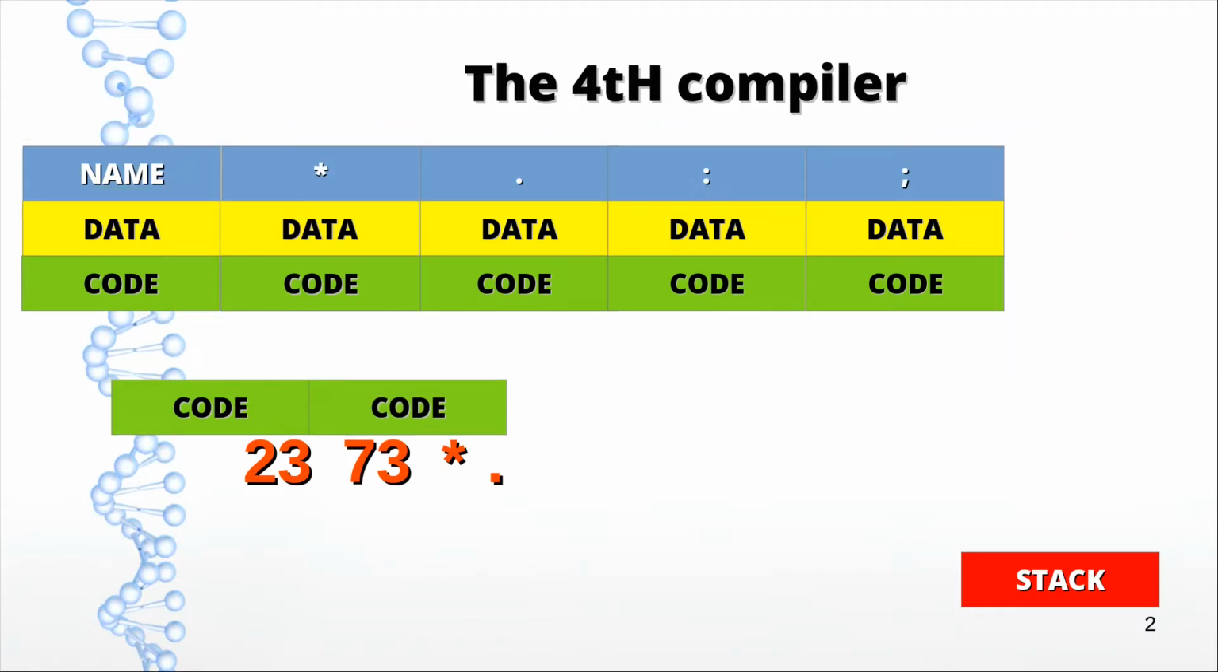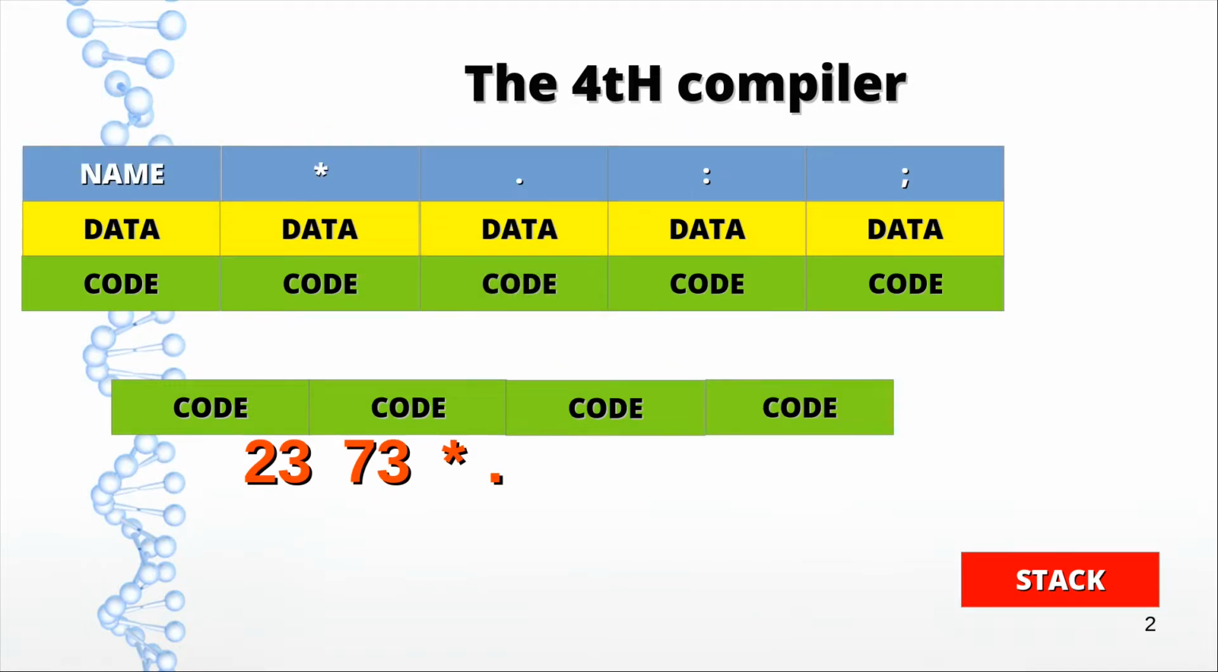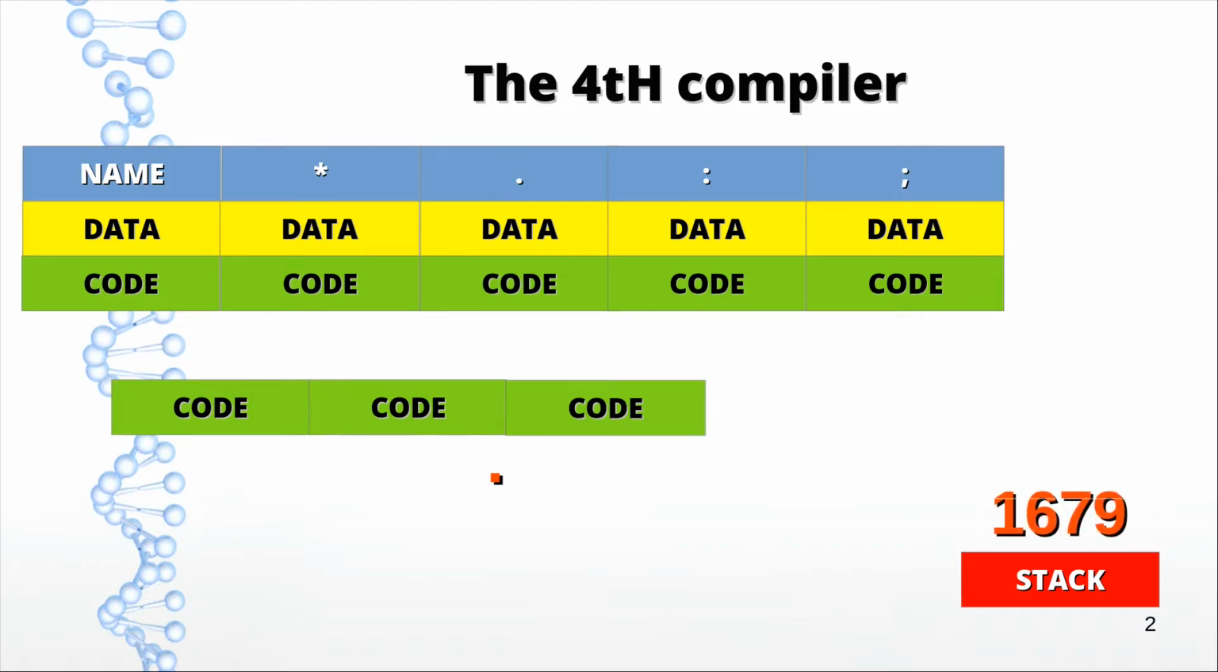The star is found in the dictionary and subsequently this code is added to the compilation. And the same is true for dot. Now, we've only been compiling, nothing has been executed. But if we execute the code generated, the result is exactly the same. The product of 23 and 73 is calculated, and the result is displayed as if we had executed it straight away.